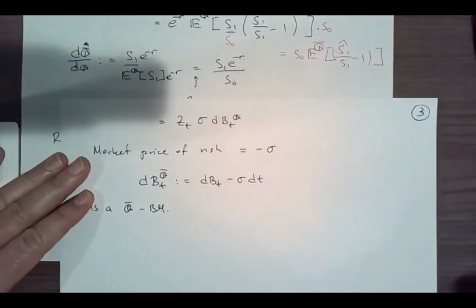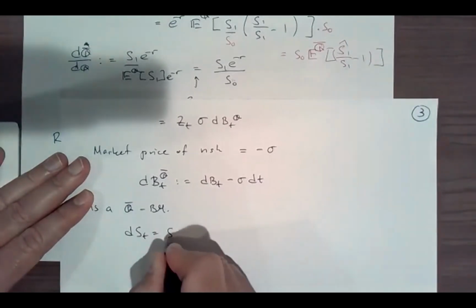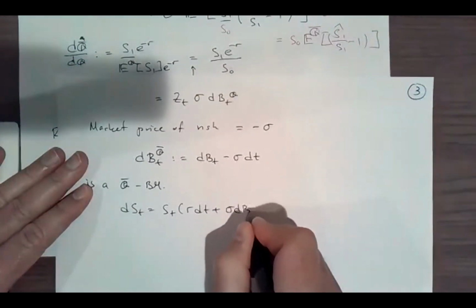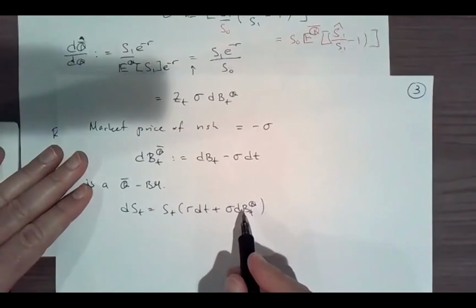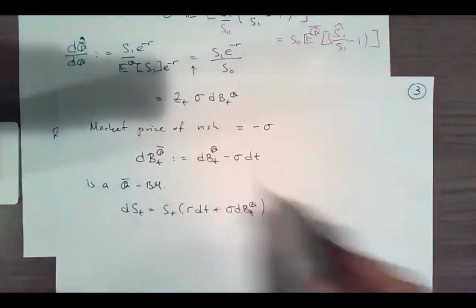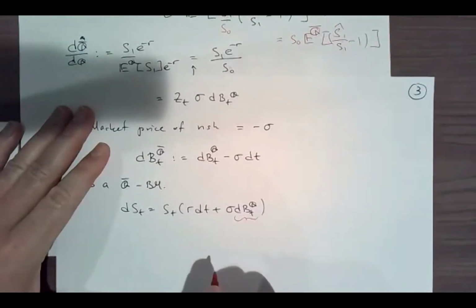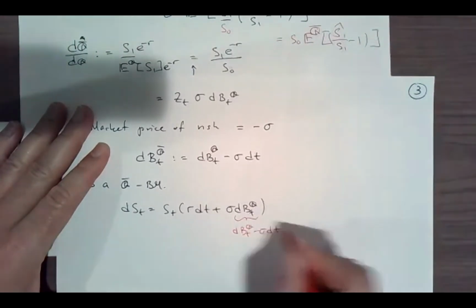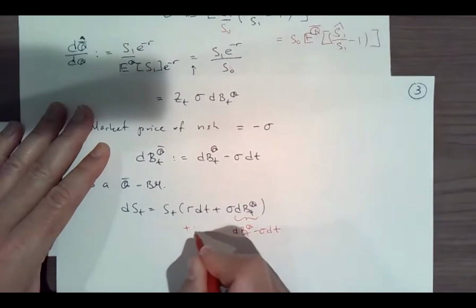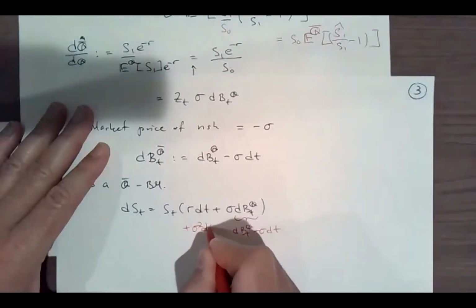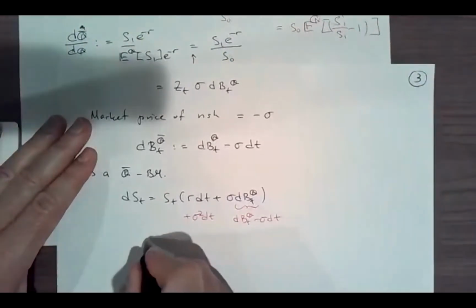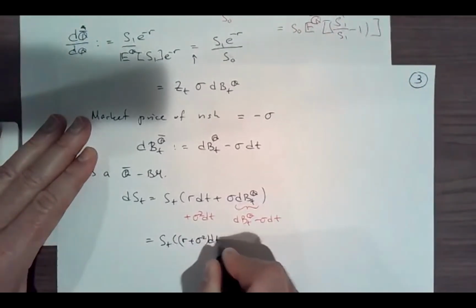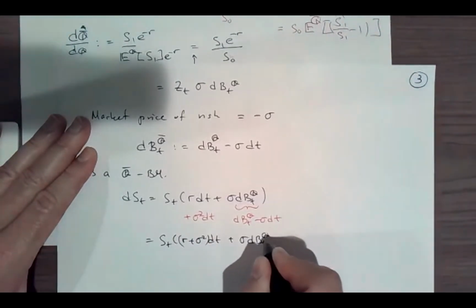So for example, under this measure, S_T, remember what it was? It was r dt plus sigma dB_T^Q, right? If I were to write this down in terms of the new measure, I will need to correct this term here. I will need to write this as dB_T^Q bar minus sigma dt. I'll have to correct it over here with a plus sigma squared dt. So it will all in all become S_T, r plus sigma squared, plus sigma dB_T^Q bar.